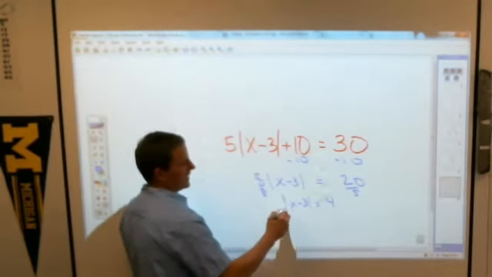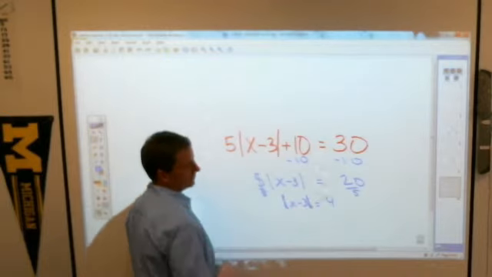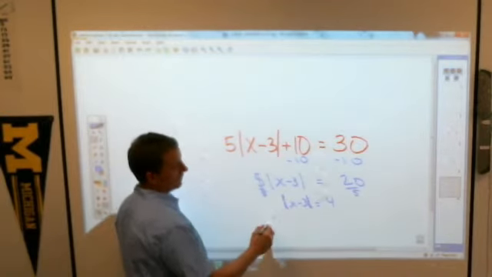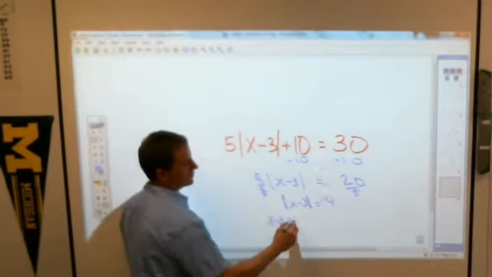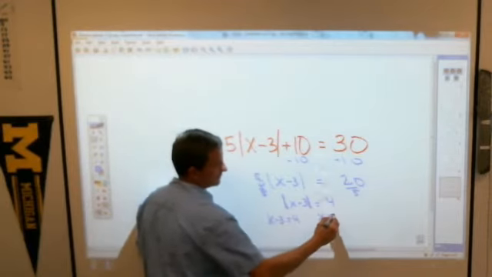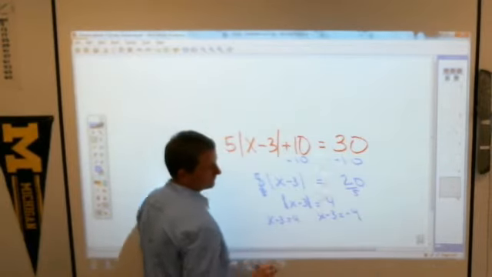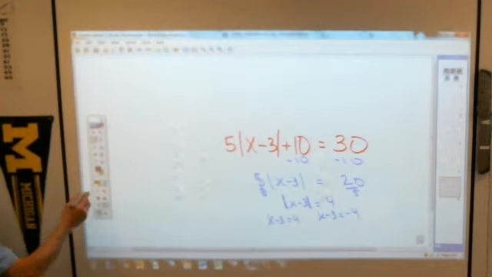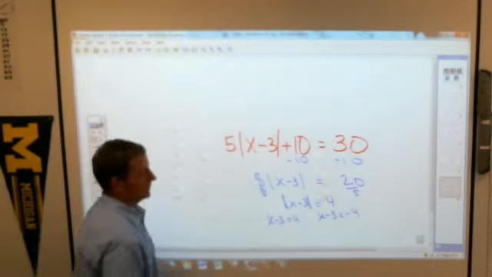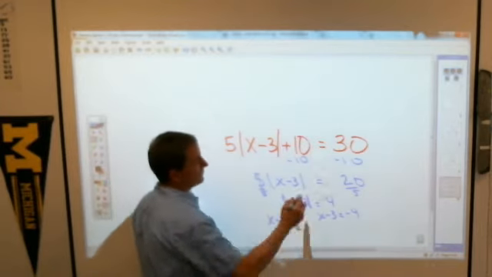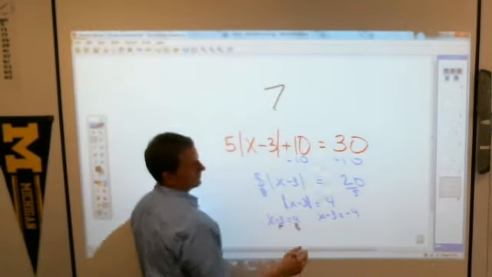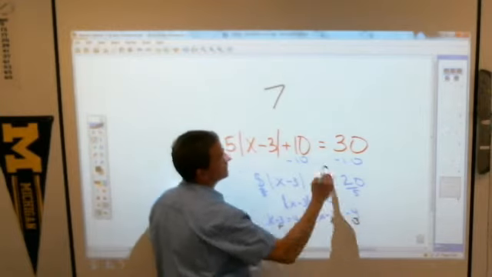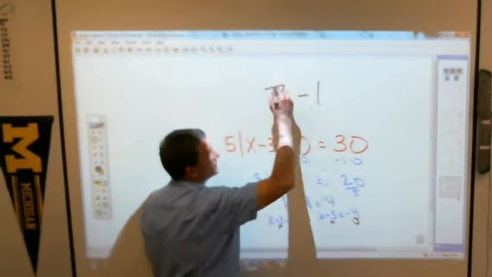Then, once this is isolated, there's where you write your 2 equations. One of them is x minus 3 equals 4. The other one is x minus 3 equals negative 4. And my 2 answers would be, ladies and gentlemen, add 3 to this one, you get 7. Add 3 to this one, you get negative 1.